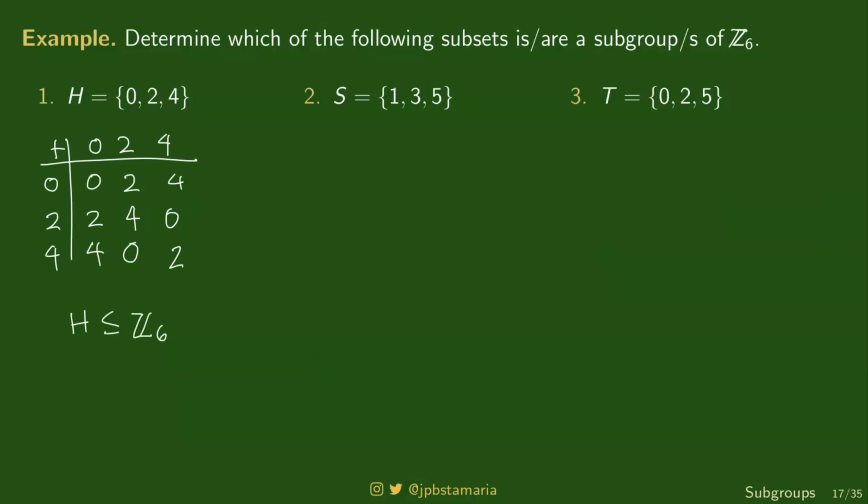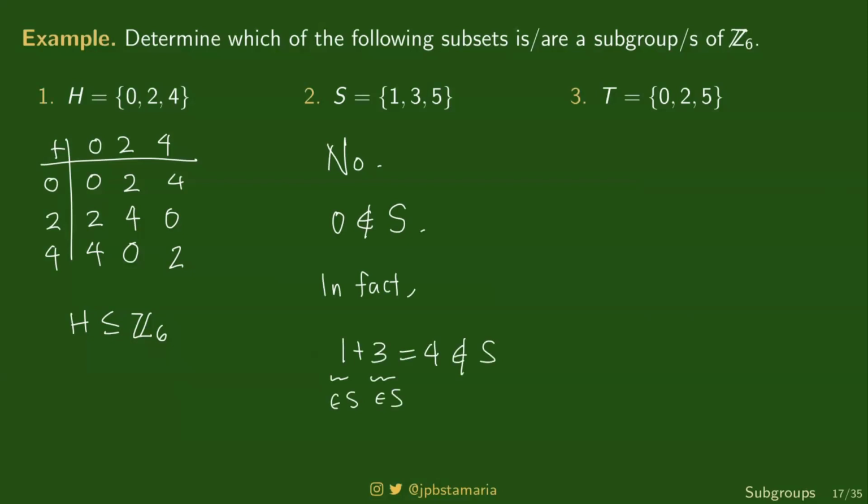How about the set 1, 3, 5? Automatic na known na to, no? Kasi 0 is not an element of S. Remember, the identity must be first in the subgroup. So that's one reason why I said no. In fact, another reason could be ang 1 plus 3 ay 4. It's not an element of S. Ito yung nasa S, ito yung nasa S. Diba? Pero ang 4 wala sa S. So S is not a subgroup of Z sub 6.